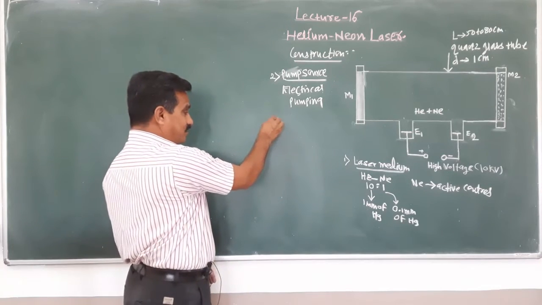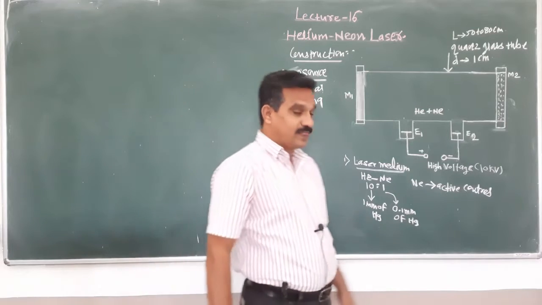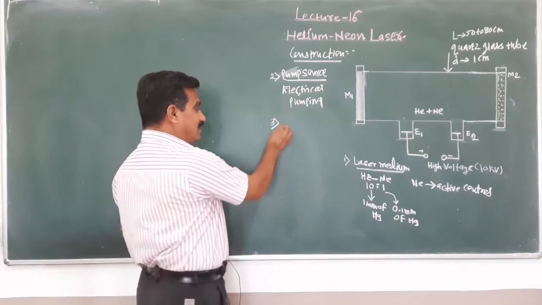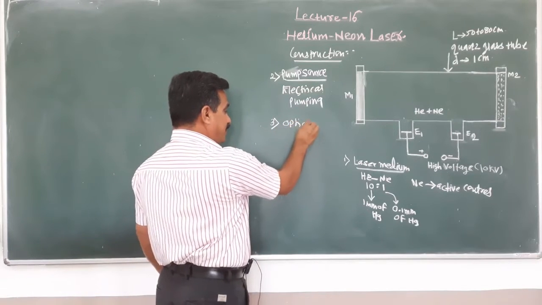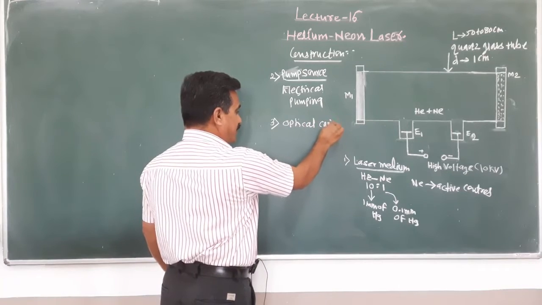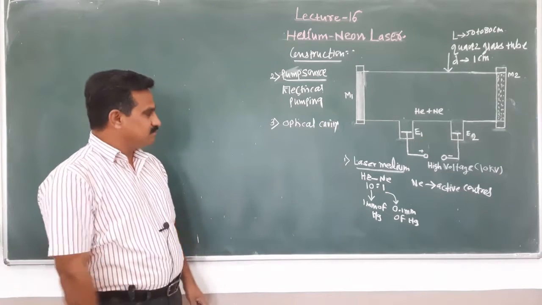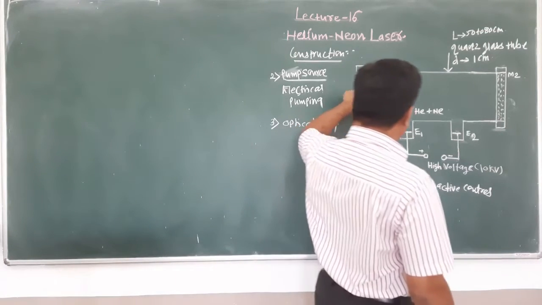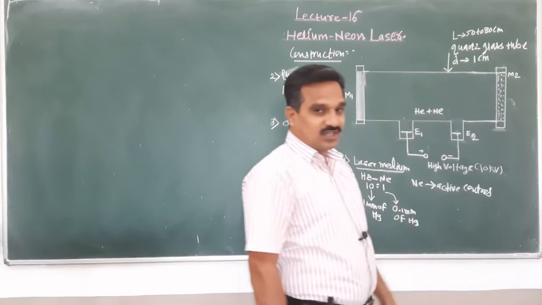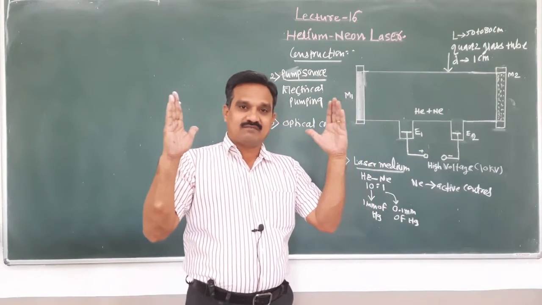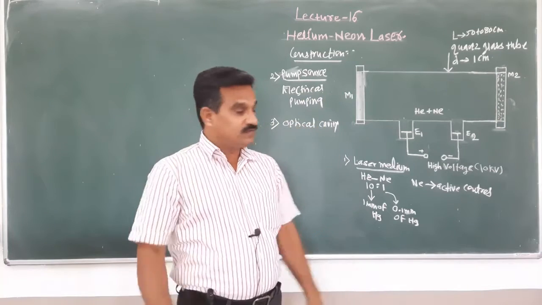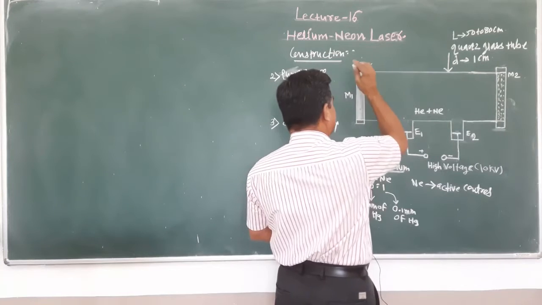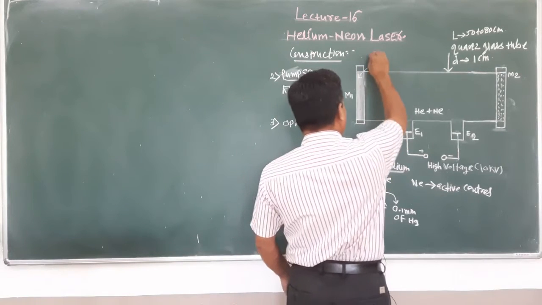After that, the third component of the laser system is the optical cavity, or resonating cavity, one and the same. The optical cavity consists of two mirrors, M1 and M2. These two mirrors are at the ends of the glass tube. Out of them, one mirror is fully reflecting.